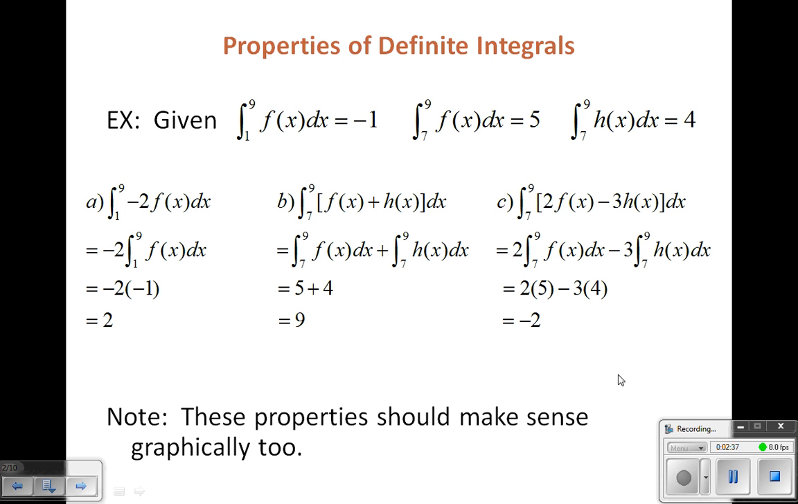And then for part C, they're just putting these two properties together. This idea that the coefficient can be pulled out in front, and the fact that when you have a sum, you can do two separate integrals, they just combine that. So this 2 gets pulled out in front of the integral of f of x, and -3 gets pulled out in front of the integral of h of x, and they're both on the interval 7 to 9. So I just look up on top and plug in these numbers, and I get my answer. These properties should make sense graphically too. You want to be thinking about some function f of x on the interval from x equals 1 to x equals 9. You could draw this and actually picture it.